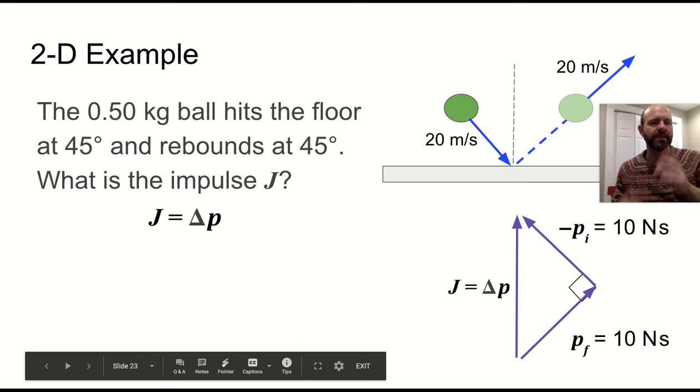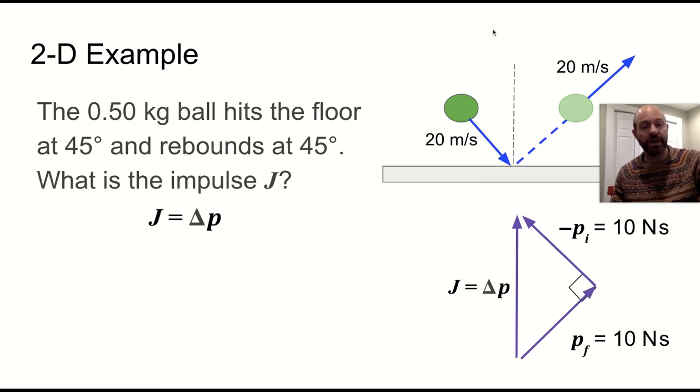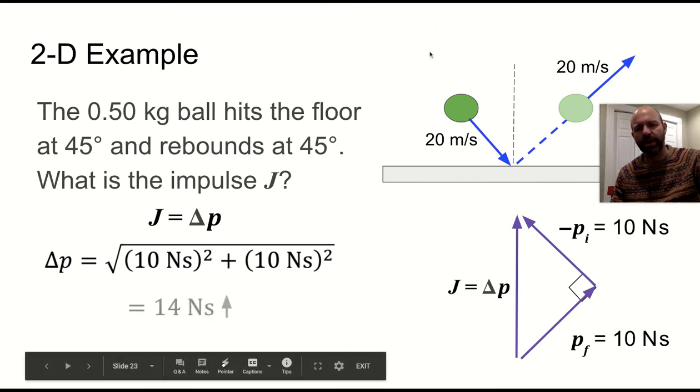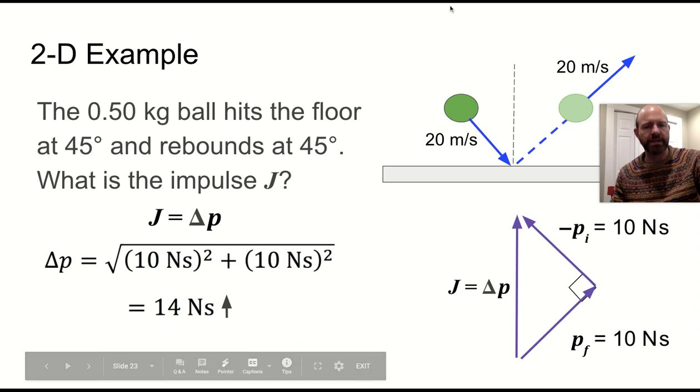And hopefully that makes sense, right? The component of velocity horizontally in the x direction didn't change, but in the y direction it did. So the change in momentum is going to be equal to the 10 Newton seconds that we had at the beginning, 10 Newton seconds at the end for our momentum. Since we're finding the hypotenuse of a right triangle, we find that it's 14 Newton seconds upward.